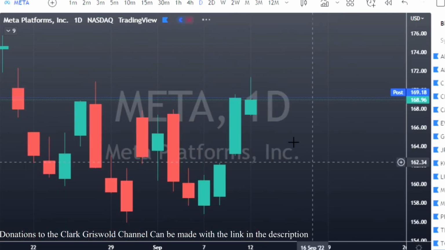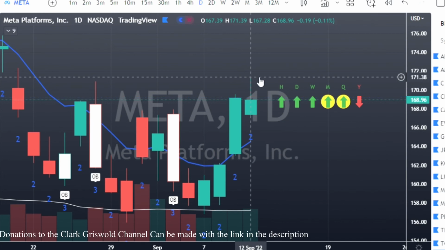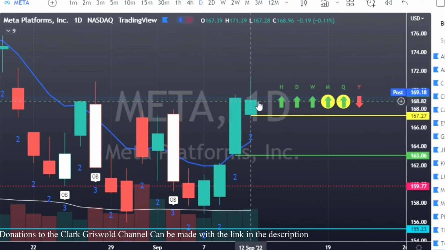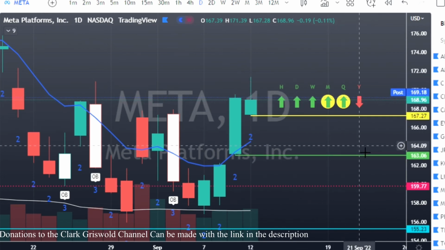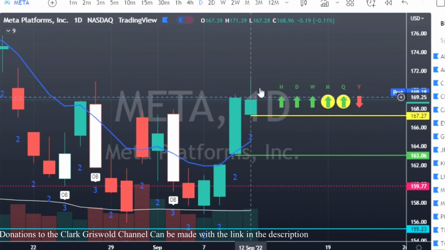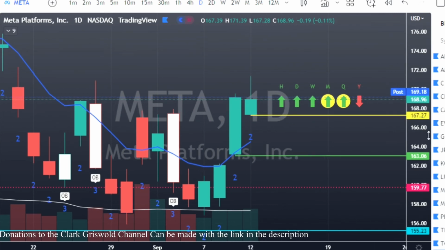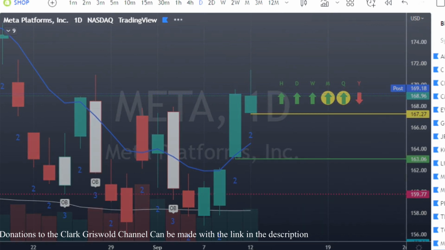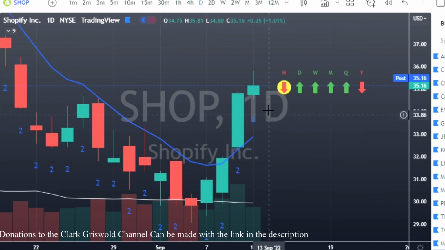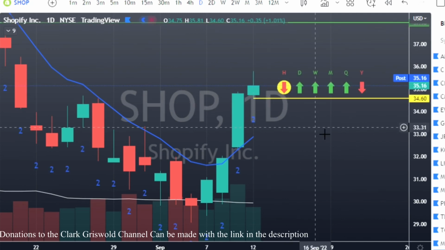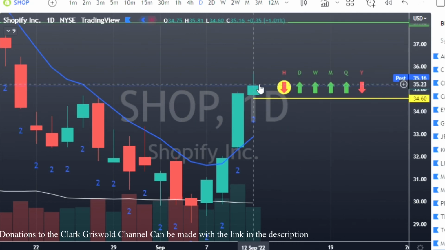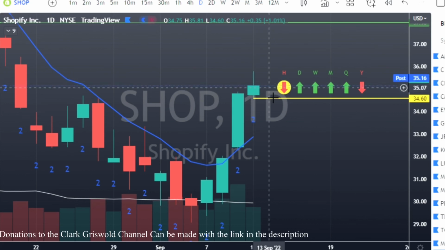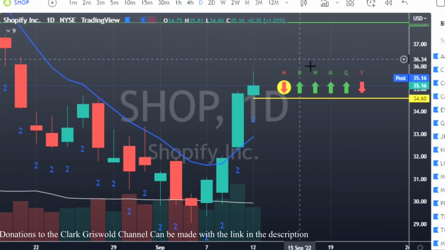Meta, that's Facebook, 2-up, green, inverse hammer, shooter candle. So this is another one of those plays where we've got this bearish pattern, but the candle is green and we've got time frame continuity to the upside. So it'll be interesting to see how Facebook plays out heading into Tuesday. And then Shopify is the exact same thing we just went over. We can look for puts at 34.60 based off of this shooter candle, but don't be surprised if this thing just continues to trend up.